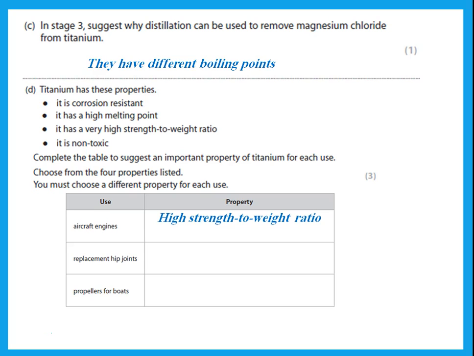Replacement hip joints. Do you understand the meaning of replacement hip joints? That means putting something into the body of someone whose hip joints have been broken or something. So this involves putting the metal inside the body, and if you put something inside the body, it has to be non-toxic. Now for propellers for boats, the propellers are things that are constantly in water. Here it must be corrosion resistant.